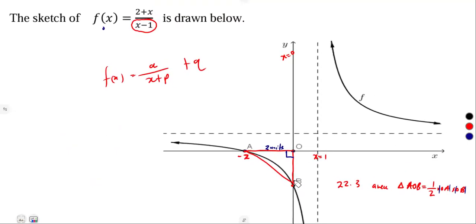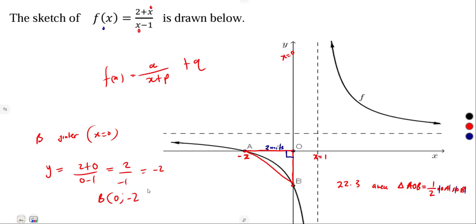You need that point B. So to find B, which is our y-intercept, we have to consider that x is equal to 0 for the y-intercept. So y is equal to what? In place of x, simply put 0. So that is 2 plus 0 over 0 minus 1, which is 2 over negative 1. That's negative 2. So that's the point B, which is (0, negative 2). At point B, the y value is negative 2.